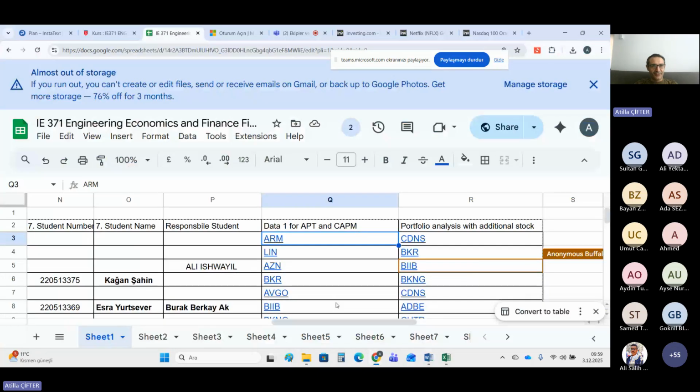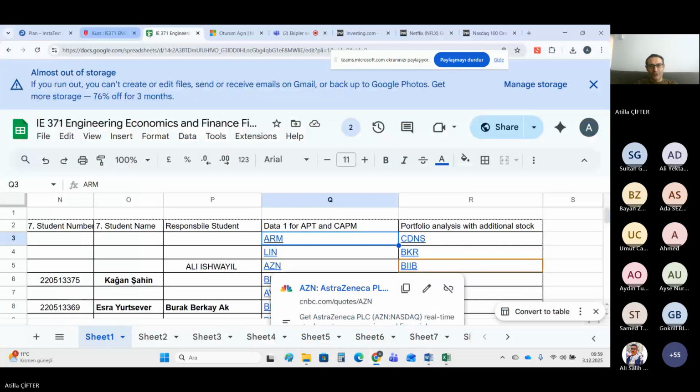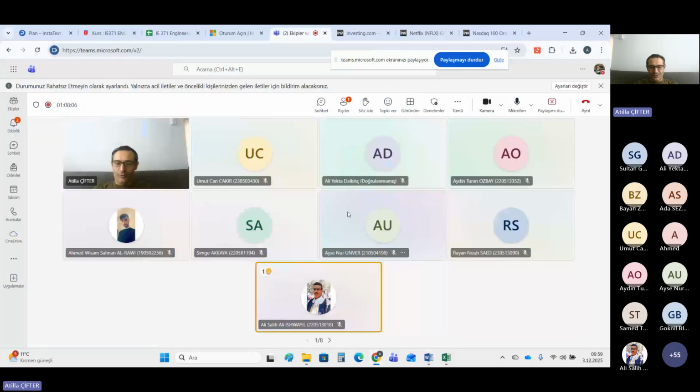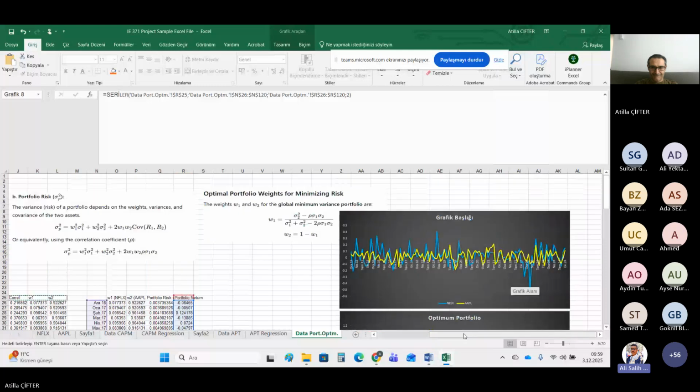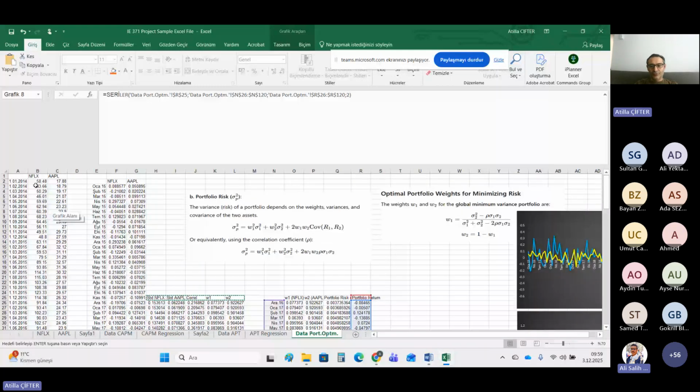Yes, this is the end of the final project. Now, your questions for portfolio optimization. Any question? Hocam, I have one. Yes, Hocam, for the portfolio optimization part, should I keep Apple as the second asset, or do I need to choose a different company to pair with my stock?